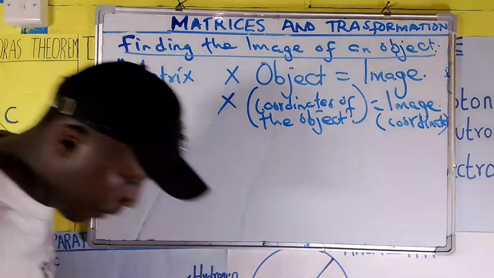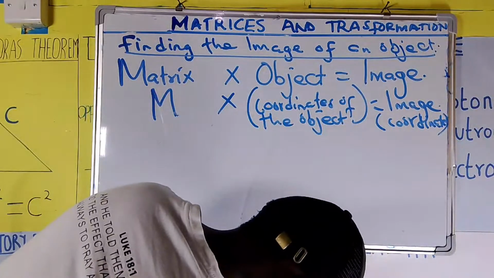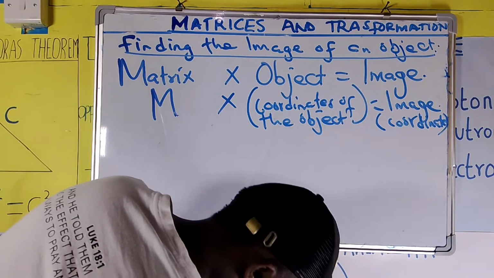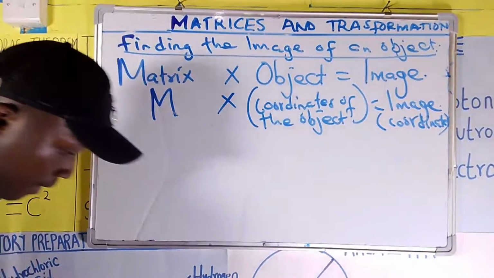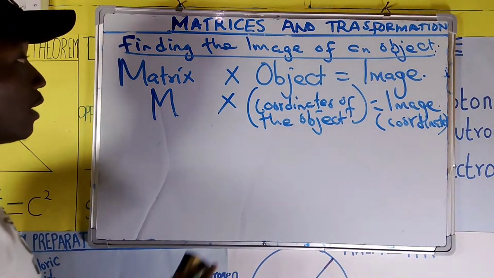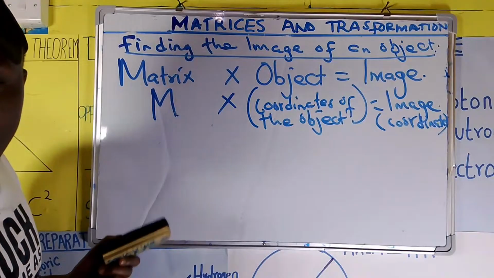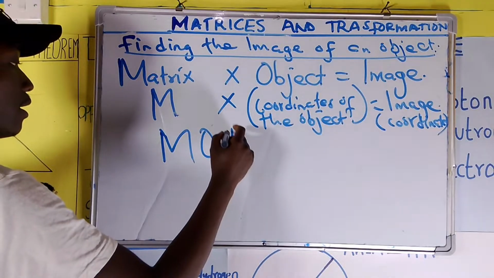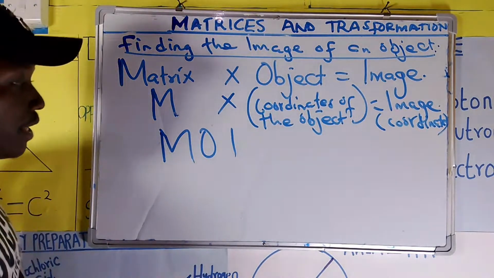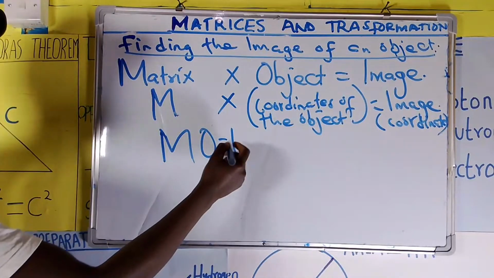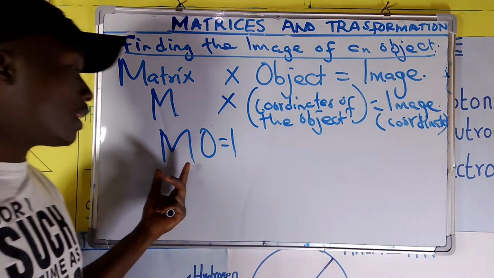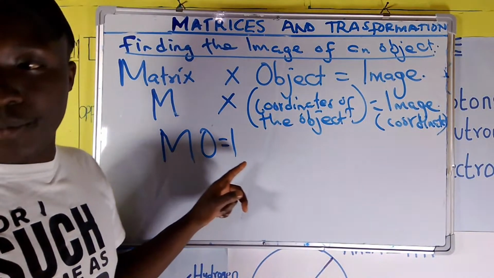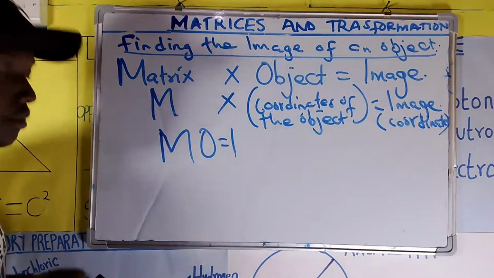The coordinates of the image. So there is a question I want us to do here. I hope you have written that one down. In simple words, we simplify by saying: matrix times object is equivalent to image. So when you take the matrix of transformation and multiply it with the coordinates of the object, it is going to form the image. I hope so far you've understood.